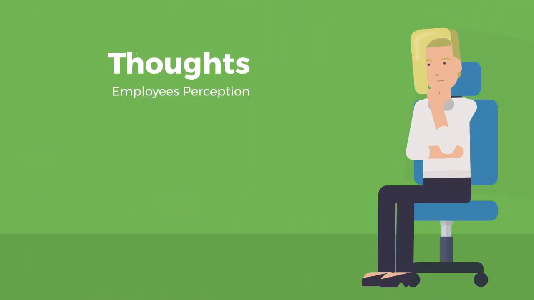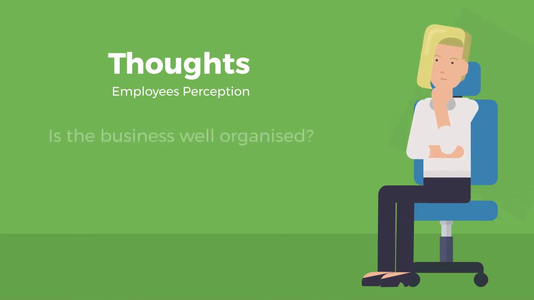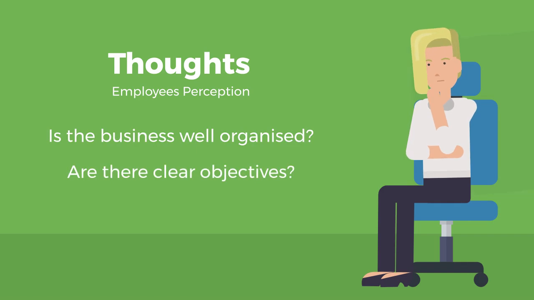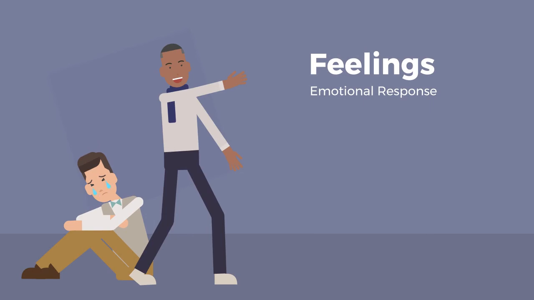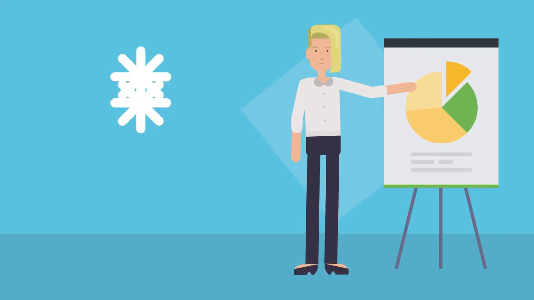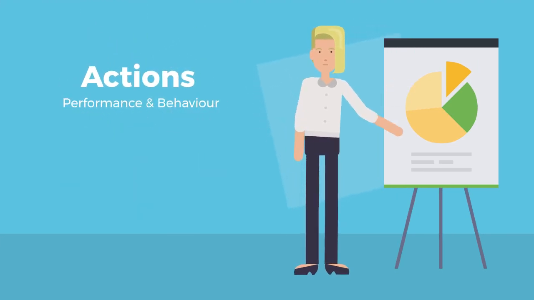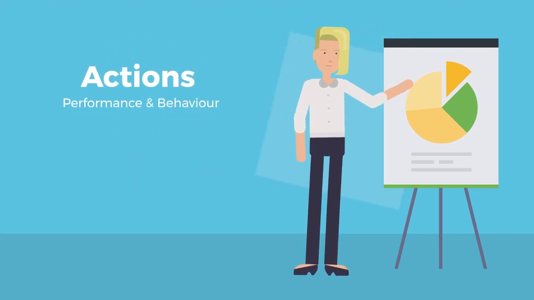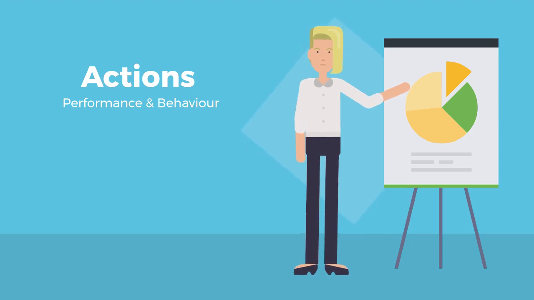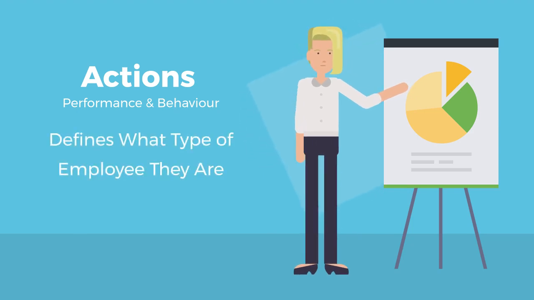Thoughts. An employee's perception of the organisation they work for and their role within it. Is the business well organised? Are there clear short and long-term objectives? Feelings. This describes an employee's emotional response to the work they do, the workplace culture, leadership, etc. Do they feel proud? Do they feel a sense of belonging? Actions. This covers the performance and behaviour resulting from an employee's thoughts and feelings. Ultimately, actions define what type of employee they are.